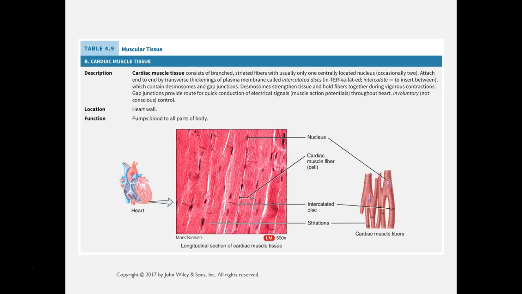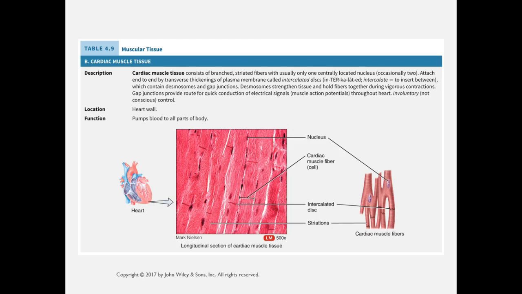Cardiac muscle cell is found within the heart. So anytime you see cardiac or cardio, think heart. These are branched and also striated muscle cells, usually with only one nucleus. They attach together at areas called intercalated discs. So here you can see an intercalated disc. Here you see an intercalated disc. These intercalated discs are made up of desmosomes and gap junctions.